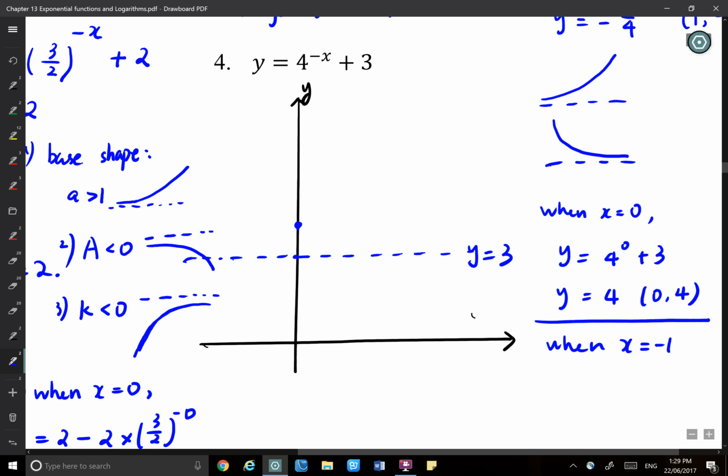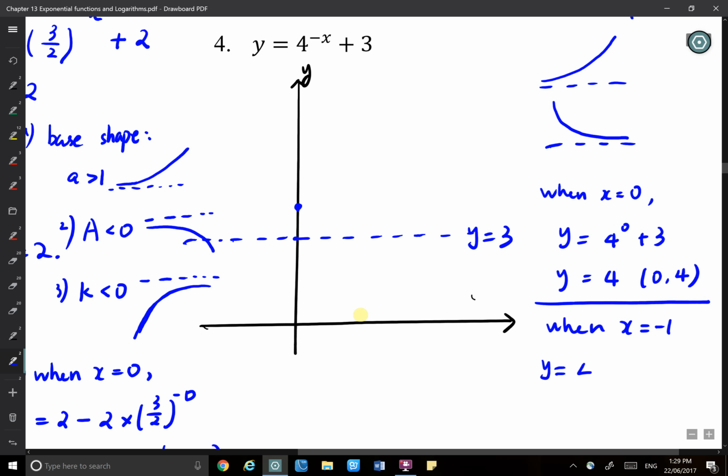Why am I doing negative 1? You negate the negative 1, you have 1. So you have y equals 4 to the power of 1 plus 3, and y equals 7. Therefore, you have (-1, 7), which is here. Then the shape of the graph is like that. Okay, so (0, 4) and (-1, 7).